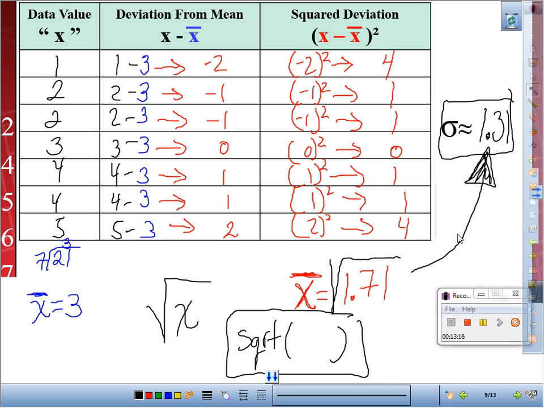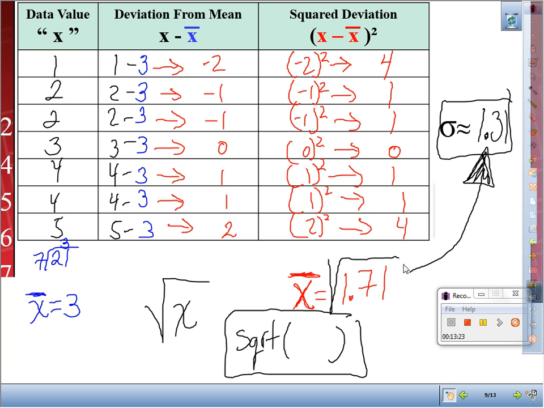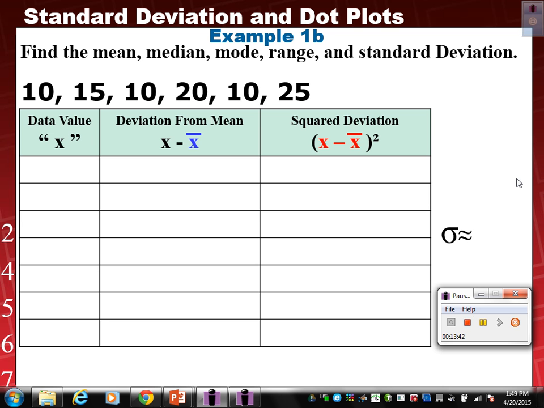So, any questions with mean, median, and mode, range, and standard deviation? You think you got it? So, what I'm going to do, I'm going to push this next example to your screen, so that you don't have to copy the entire problem, but I want you to answer every box on the screen. Here it goes. Okay, here it is. Example 1B, it says find the mean, median, mode, range, and standard deviation of 10, 15, 10, 20, 10, and 25.